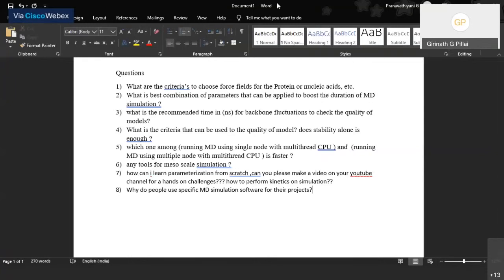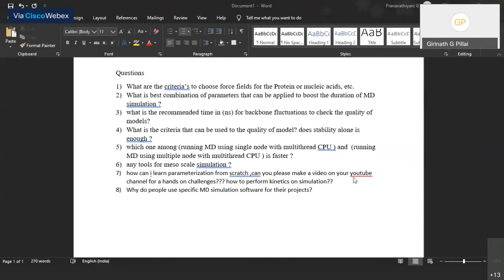Which one among running MD using single node with multi-thread CPU or running MD using multi-node with multi-thread? Very good question. Keep in mind, if you have a cluster with InfiniBand, I hope you will understand what it is. InfiniBand means how these nodes are connected. If it is a high-speed InfiniBand, they are fine. Both are fine. But if it is not a high-speed InfiniBand, a single machine is always much faster.